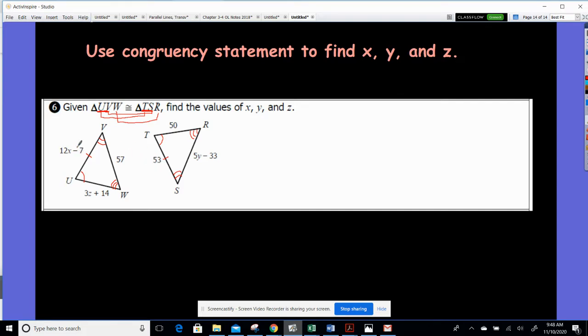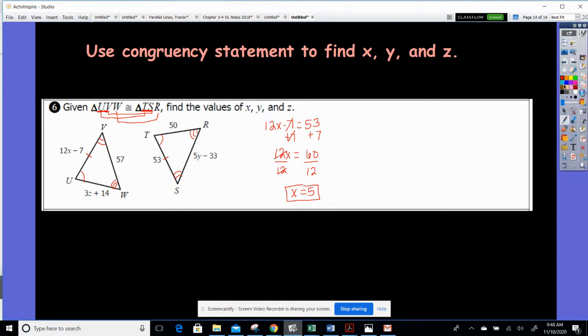So I could set 12x minus 7 equal to TS, which is 53. And I could solve for x. There's my first equation. Add 7 on both sides. 12x equals 60. And divide by 12. X would equal 5. And there we go. That's one variable.